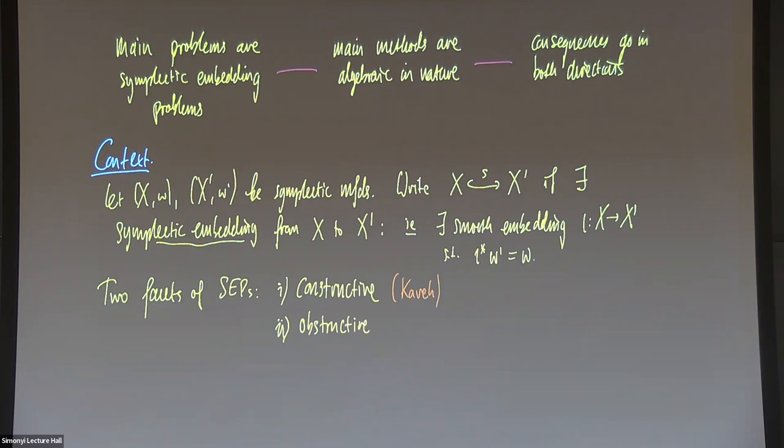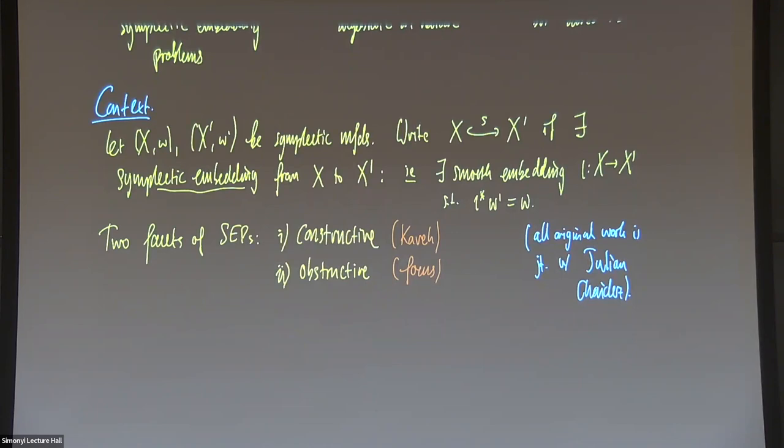It's constructive, building particular embeddings or showing their existence; the obstructive side is showing that certain embeddings cannot exist, usually by means of certain invariants, and that's really going to be the focus where we live today. And I should have said at the start that all original work here is joint with Julian Chaidez. Okay, and so let's drill in a little bit on this second facet.